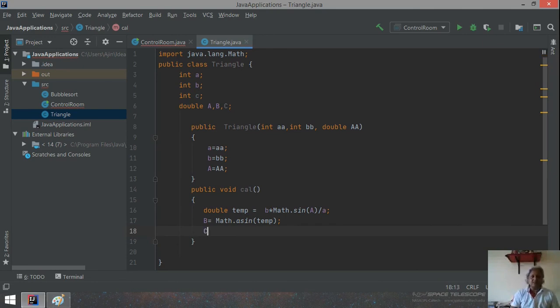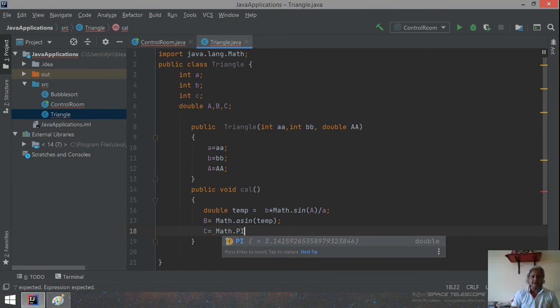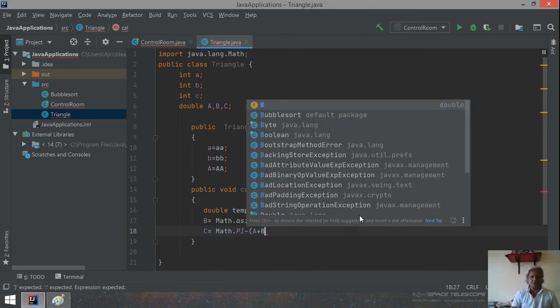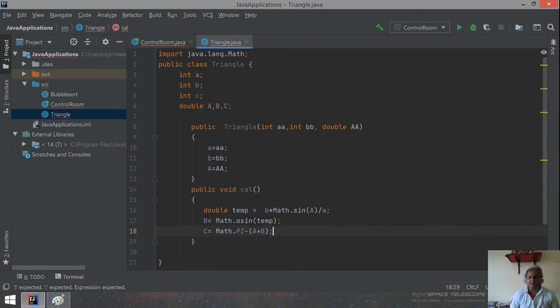Now what is C? You know that the sum of angles of a triangle in terms of radian is pi. So the sum of angles is 180 degrees or pi radian. So C is math.pi minus (A plus B). So this function will convert this thing in this one.